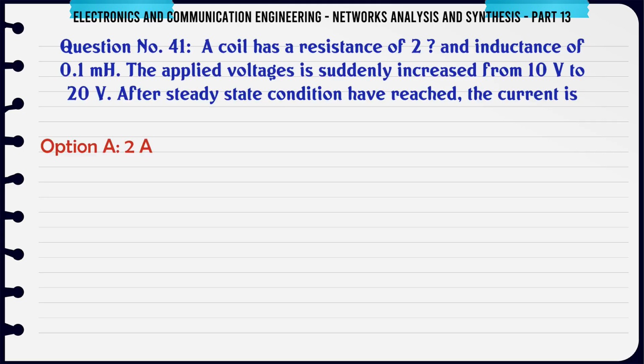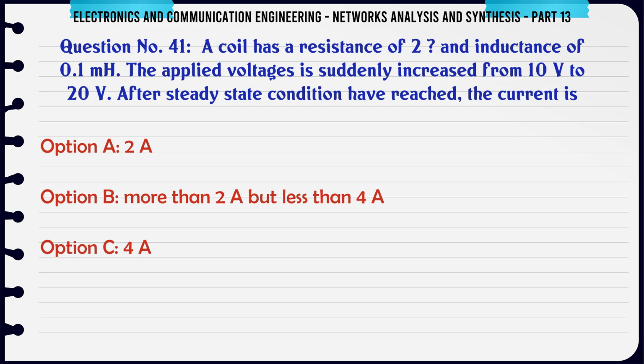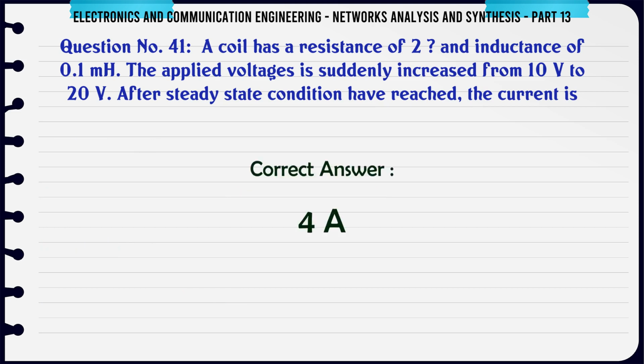A coil has a resistance of 2 ohms and inductance of 0.1 mH. The applied voltage is suddenly increased from 10V to 20V. After steady state condition has been reached, the current is A. 2A, B. more than 2A but less than 4A, C. 4A, D. more than 4A. The correct answer is 4A.